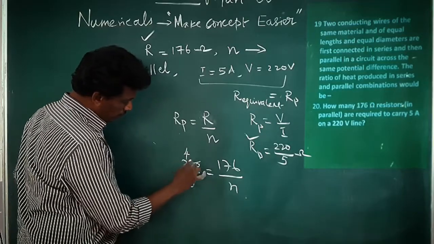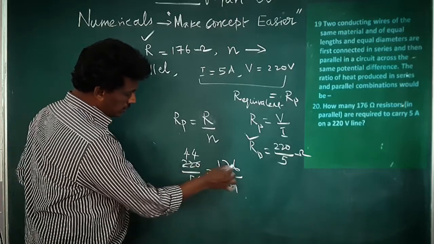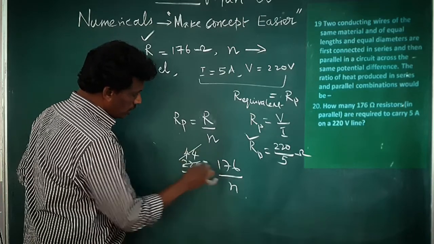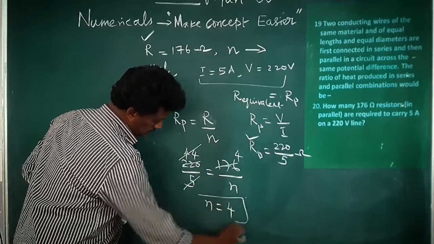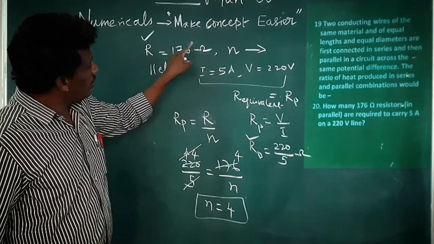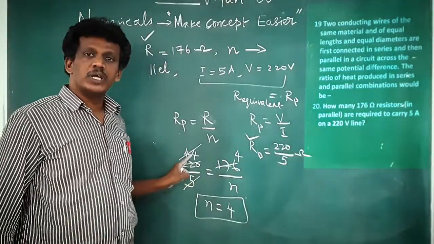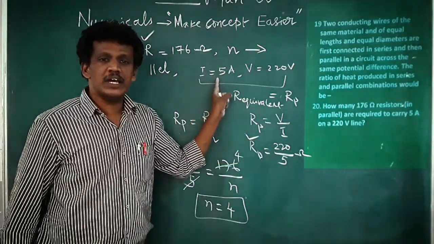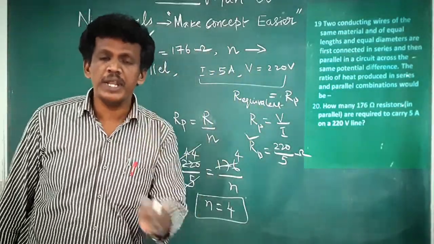Here it will come 4. N equal to 4. Now the 4 identical resistors of 176 are connected in parallel. What will be the effective resistance? 44 ohm. When the effective resistance is 44 ohm, how much current you are getting? 5 ampere for given potential difference 220 volt. That's all.